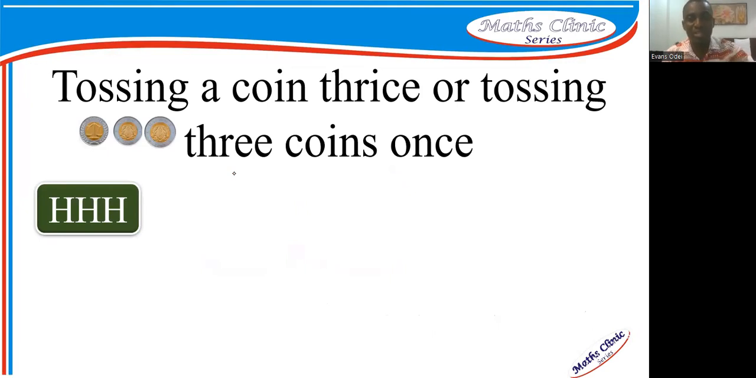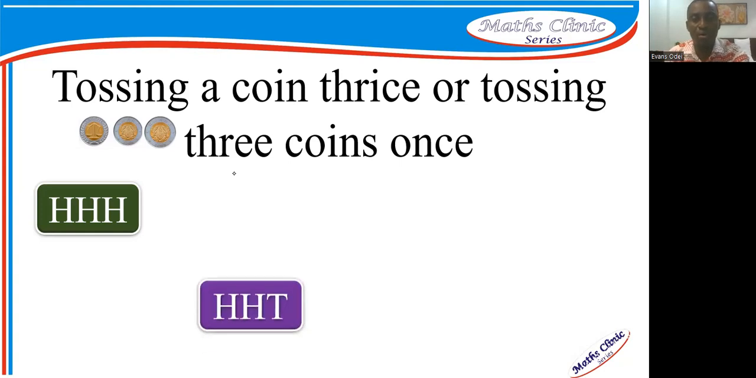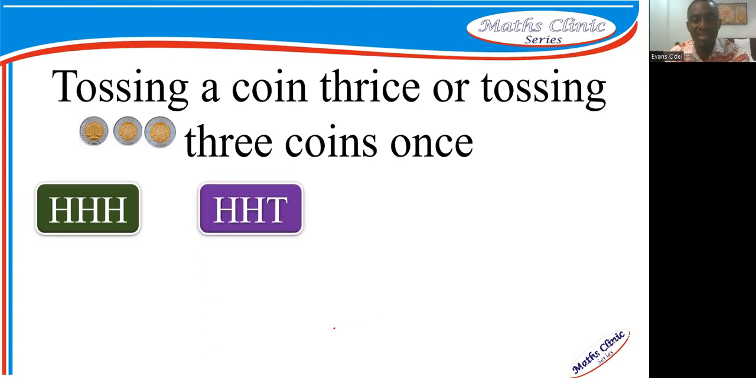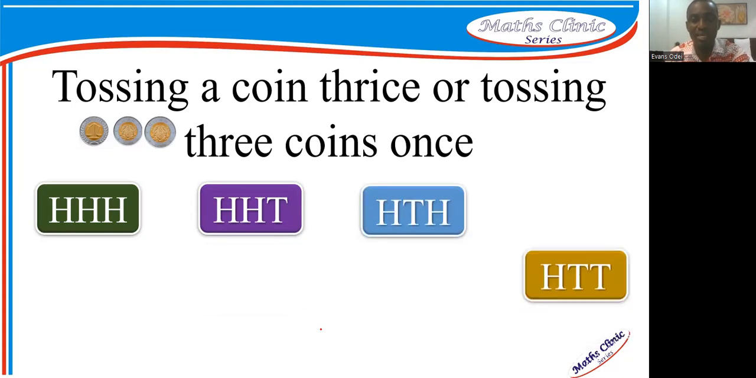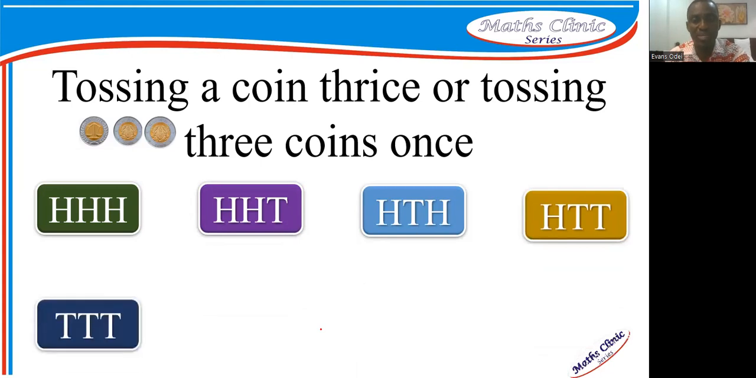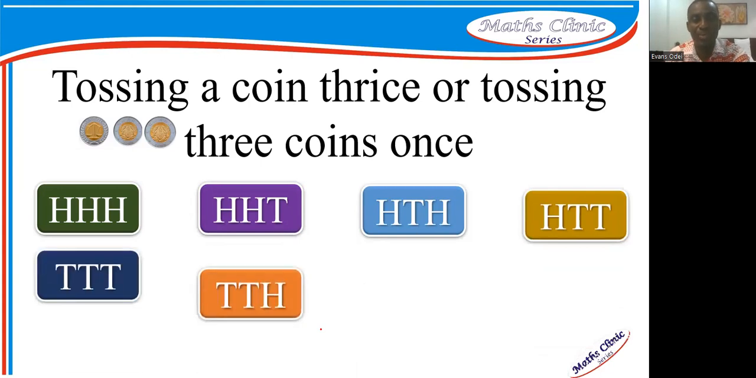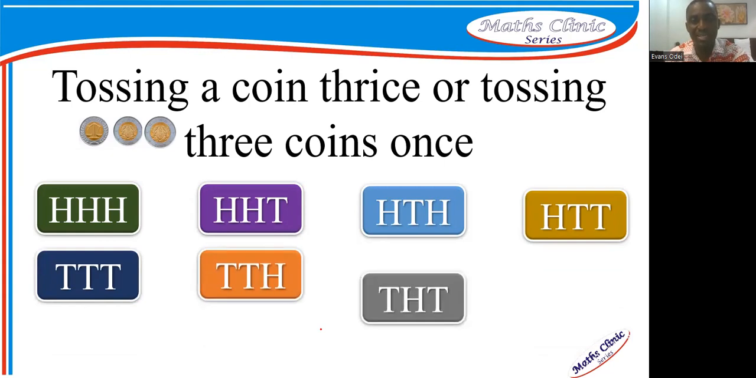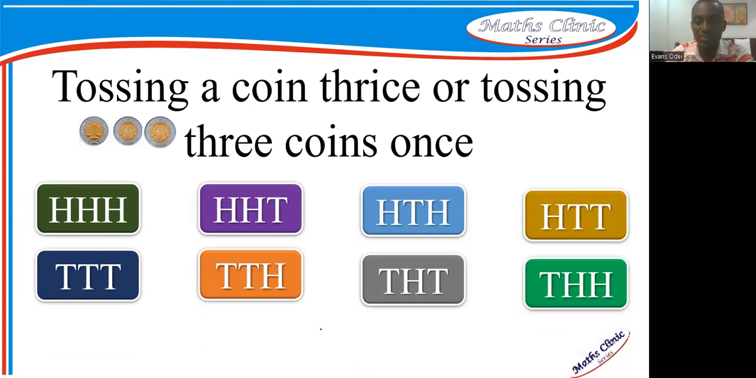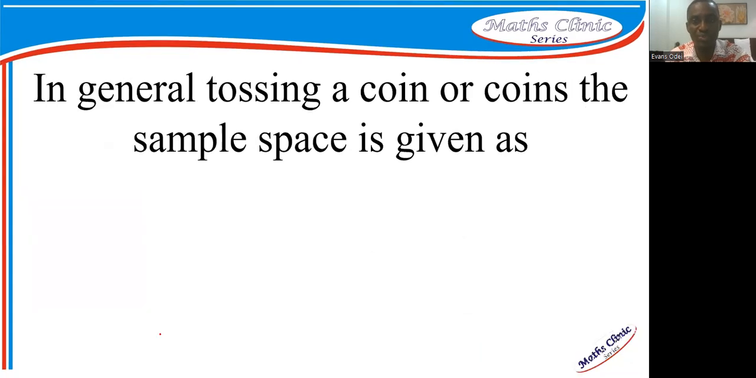That is a possible outcome when the three of them will appear all heads, or the first two will appear head, and then the last will be tail. Or we can have head, tail, head. We can have head, tail, tail. We can have tail, tail, tail. We can have tail, tail, head, and tail, head, tail. And finally, we can also have tail, head, head. You can say these are 8 different outcomes, which will be the sample space. And the number of sample space here is equal to 8.